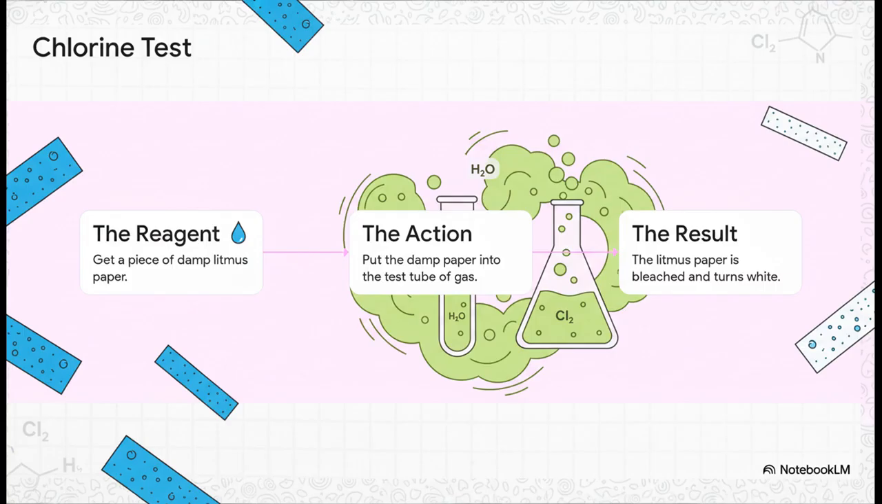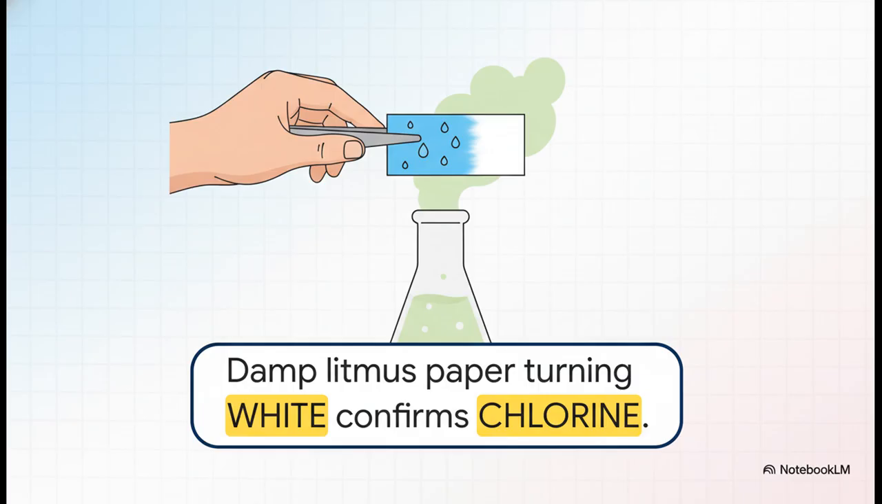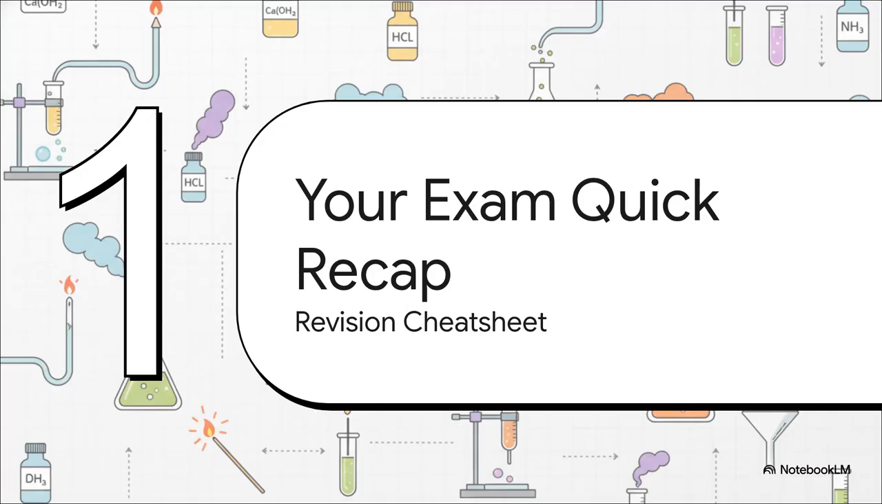So you take your damp paper and you just lower it into the gas, and it gets bleached. It won't just turn red like an acid would, it will turn white. The color is completely stripped out of the paper. So if your damp litmus paper goes from blue or red straight to white, you've definitely found chlorine. Awesome. That's all 4 tests done.